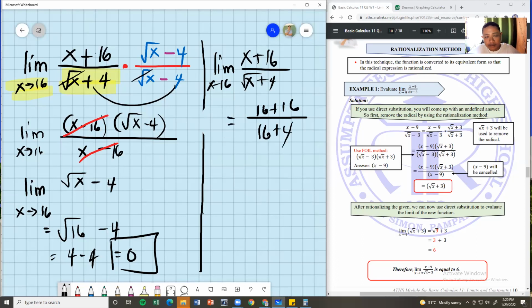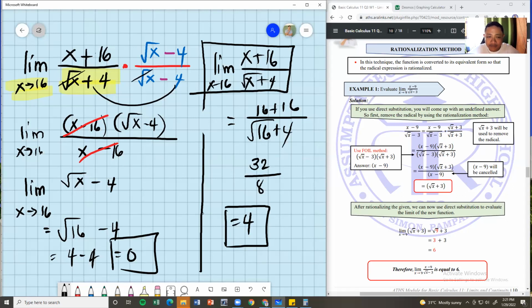So this will be equal to 32 over, what's the answer? Square root of 16, that is 8. 8, 16, 24, 32. The answer will be 4. Correct. The answers of your classmates a while ago, if we will be using the original given, the answer will be 4. That's correct. Kasi hindi undefined, hindi pala magiging undefined yung sagot dito sa ilalim. And that's correct for direct substitution.